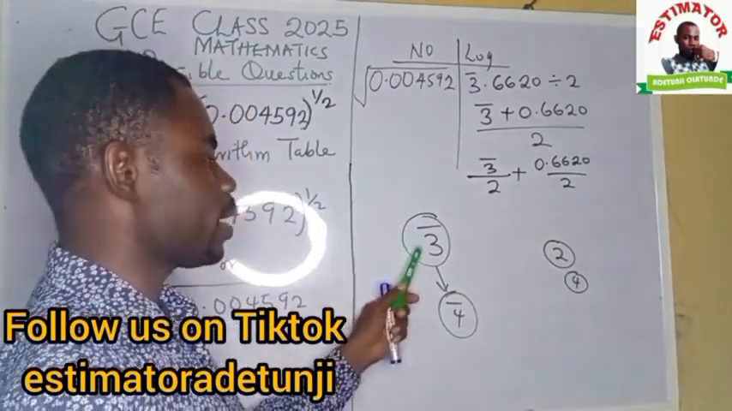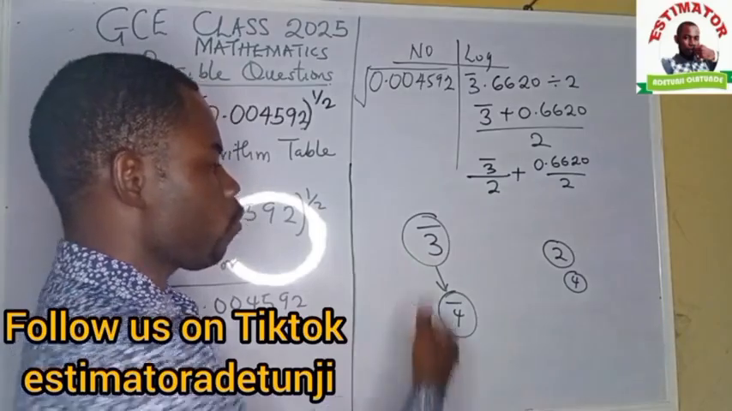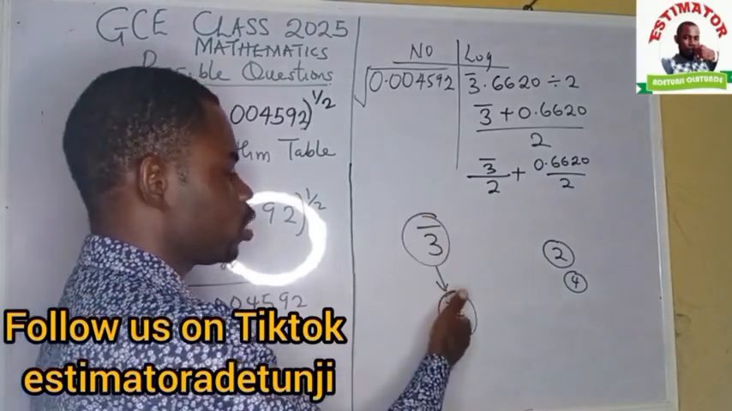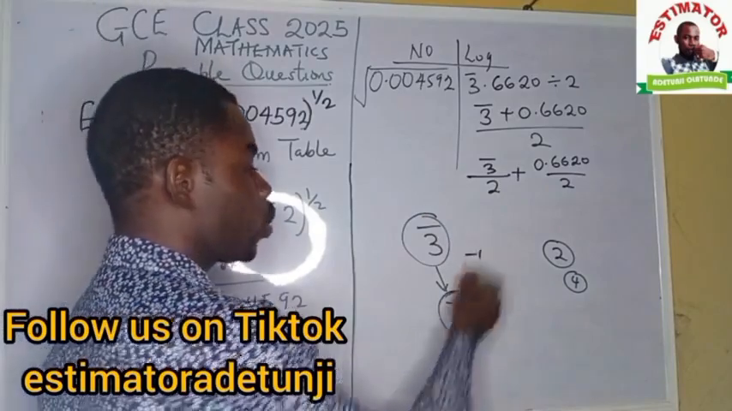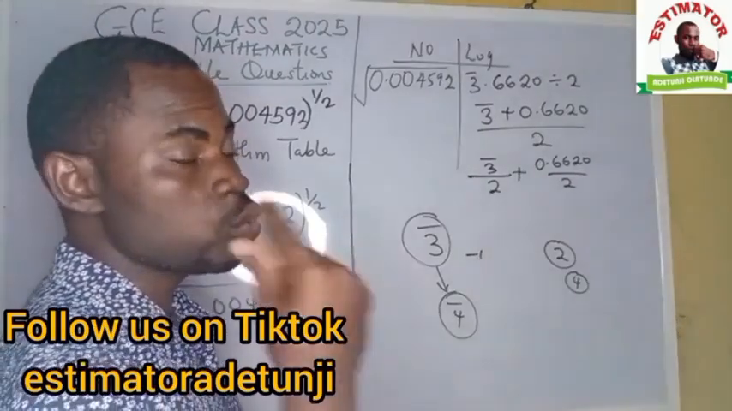How can I make bar 3 to become bar 4? What will I add to bar 3 to give me bar 4? What I will add to bar 3 to give me bar 4 is minus 1. That is, I want to introduce minus 1.